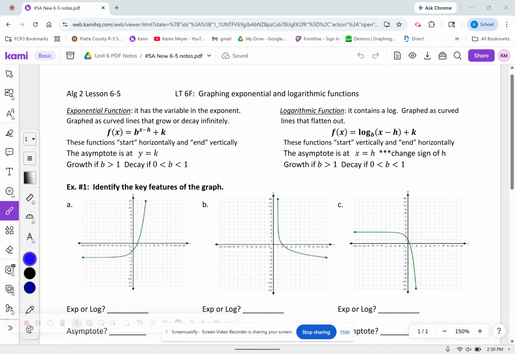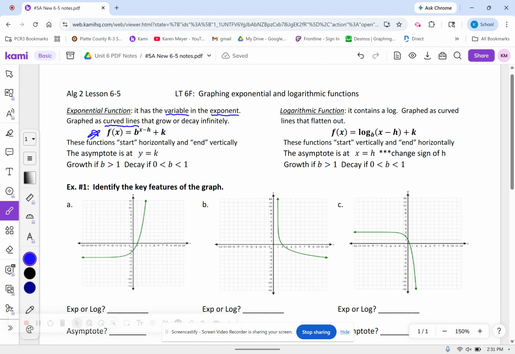Okay, so if we talk about exponential functions, if you remember from when we were solving them, to be an exponential function, you have to have a variable as an exponent. And when you graph that, it will graph as a curved line. And part of that will either go to the growing or to the decaying forever and ever. So then here is an example of what the function could look like.